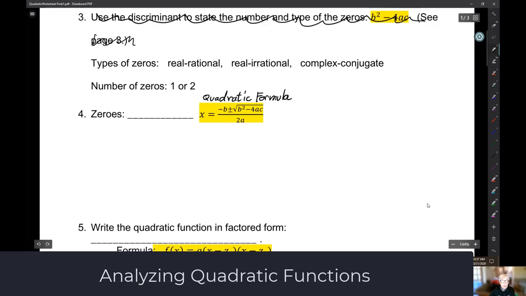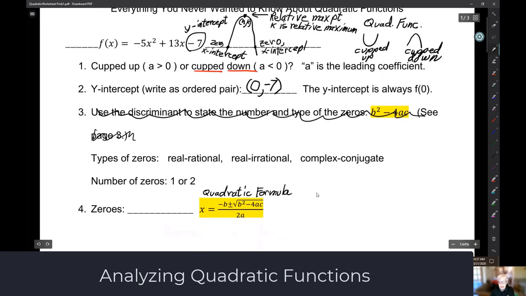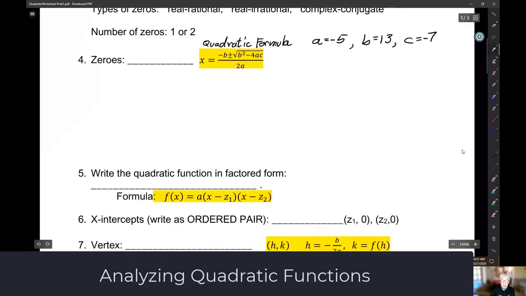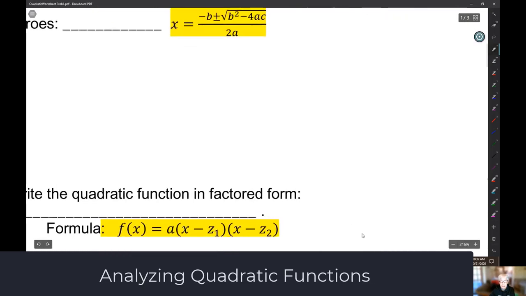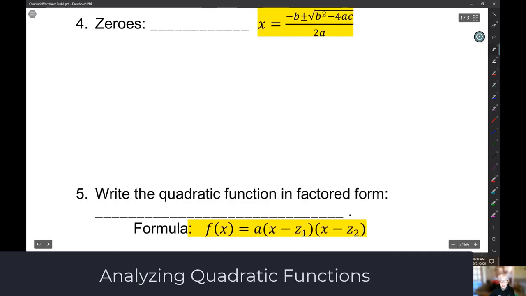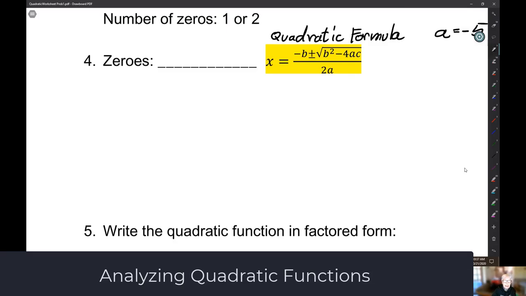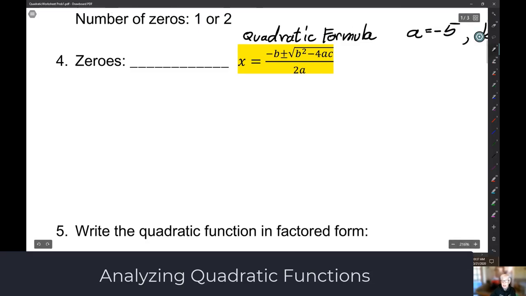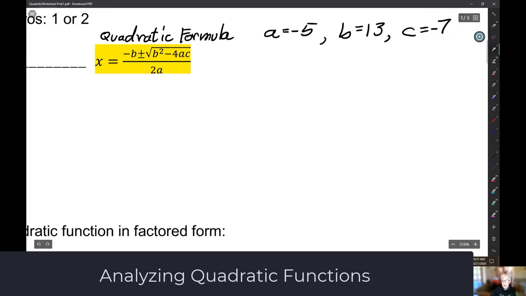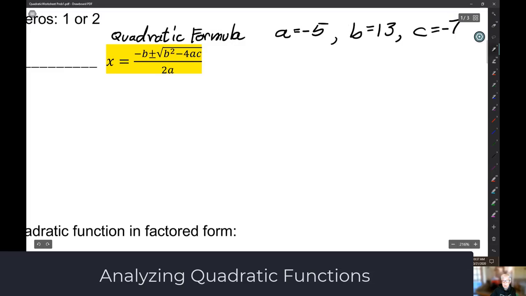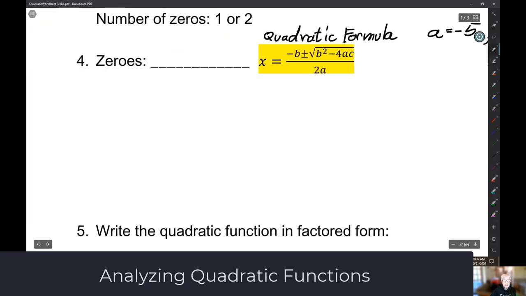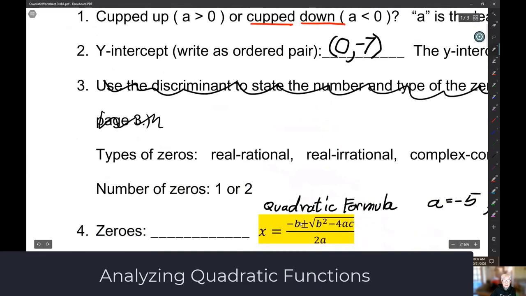All right, so let's do this. We have to find out what A, B, and C are. A is negative 5. B is 13, and C is negative 7. And so, we're going to write down this. X equals negative 5, and 13 and negative 7. So, 13, negative 7, all right. And it's positive 13. That doesn't happen all the time, does it?